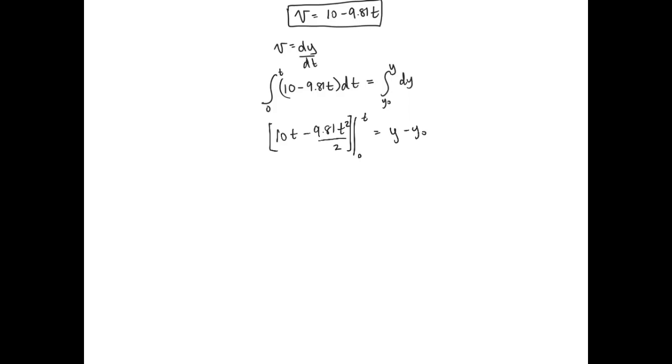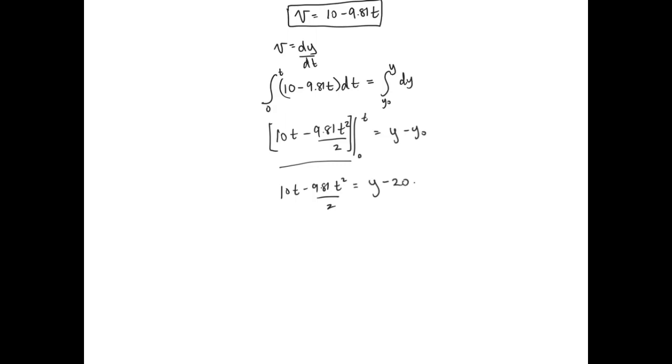In this case, because of the form of this, we can ignore t equal to 0 because all the terms would go to 0. So then you just have 10t minus 9.81 t squared over 2 is equal to y, and our y naught was 20, minus 20.